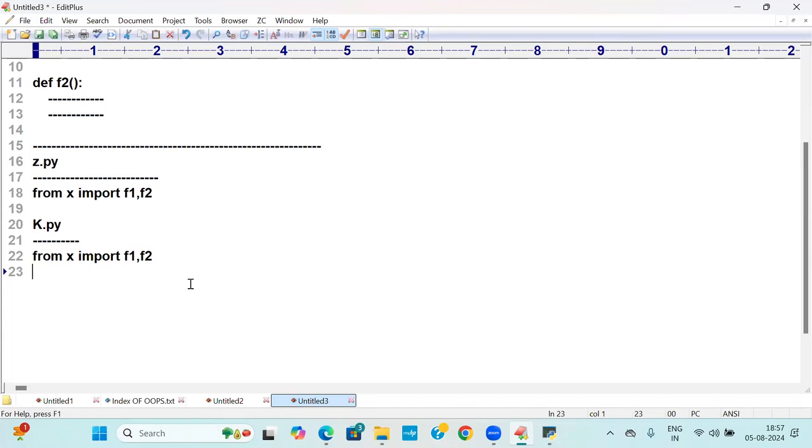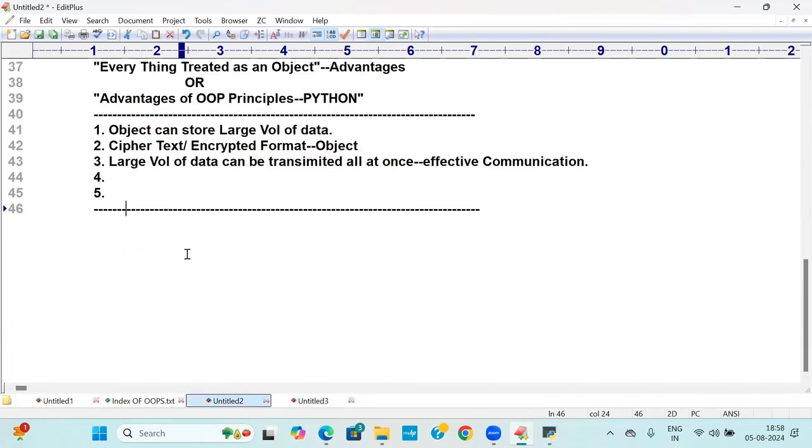So which level of reusability is the best? Functional level reusability or object-oriented programming reusability? Object-oriented reusability is best. That's why OOPS builds high-end reusable applications. High-end reusability, high-end reusable applications we can develop.